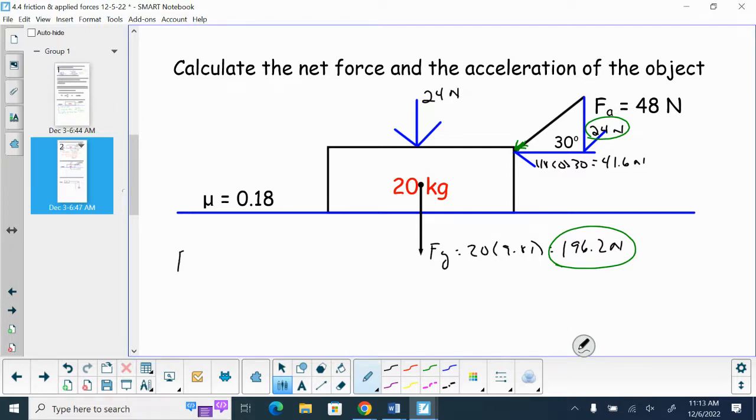So our force normal is the force between the floor and the object. What do we have to do with the two forces now? 24 and the 196.2. Add them up. So our force normal is 24 plus the 196.2 newtons. So we have 220.2 newtons as your force normal.